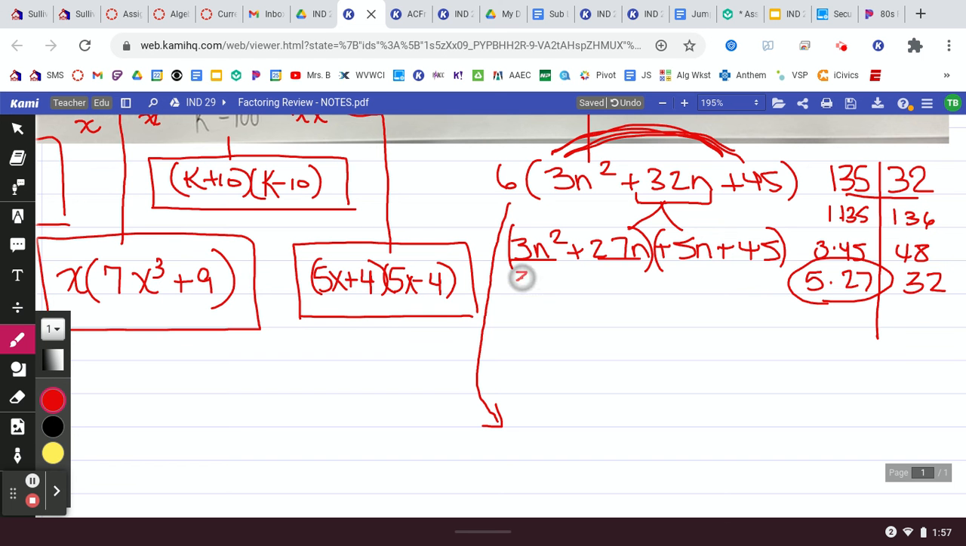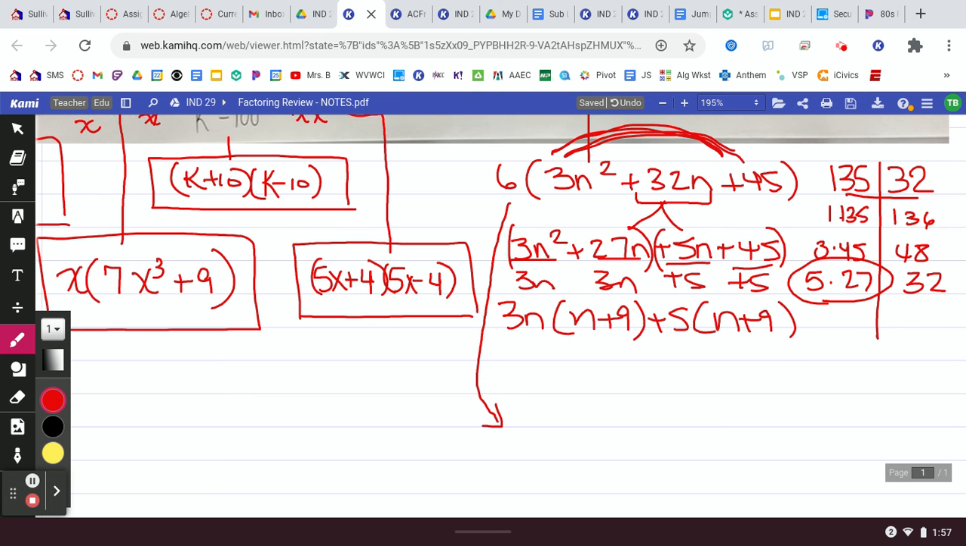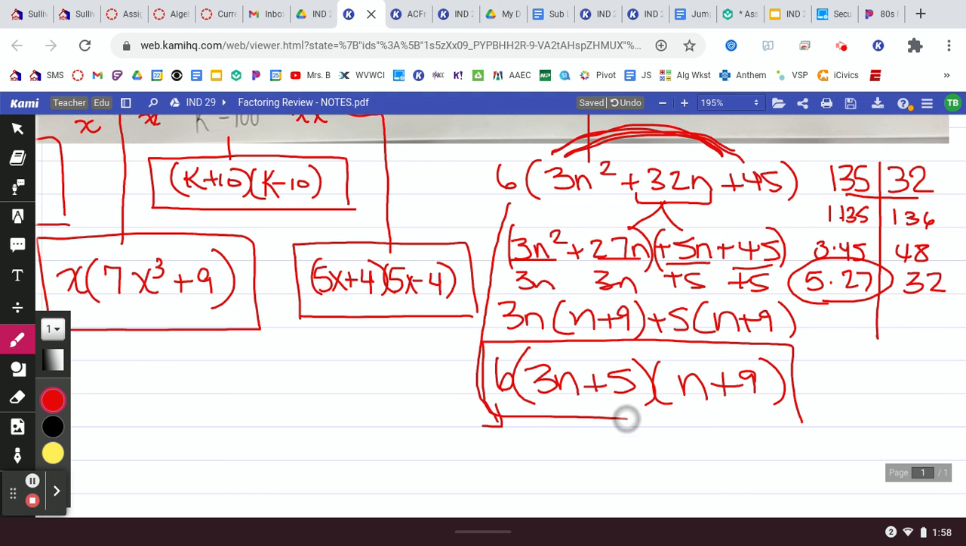Divide both of these by 3n because they're both divisible by that. Again, it doesn't go away. It goes out front, the 3n, and I'm left with n plus 9. And then here I factor out a plus 5. It goes out front, and I'm left with an n plus 9, which is what I wanted. So I take my 3n and my plus 5, and they make up my first binomial. And then my matching n plus 9 makes up my second binomial. And then the last thing I have to remember is to stick that 6 out in front because it is part of the factors. And that's that one factored.